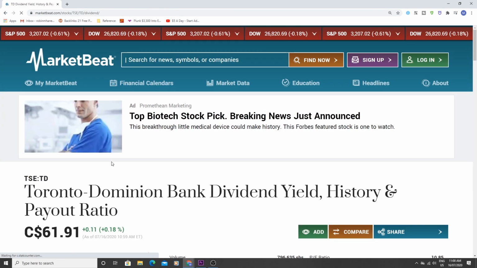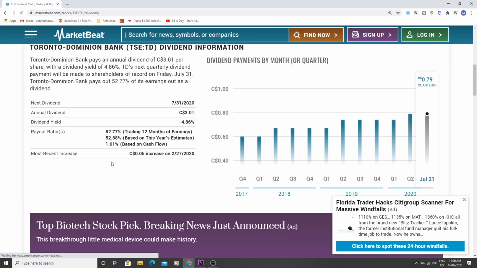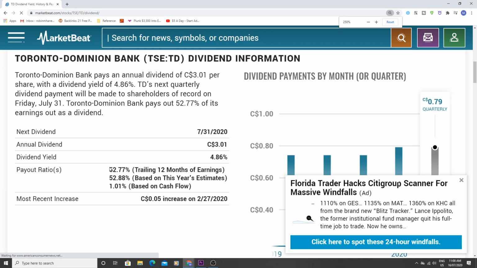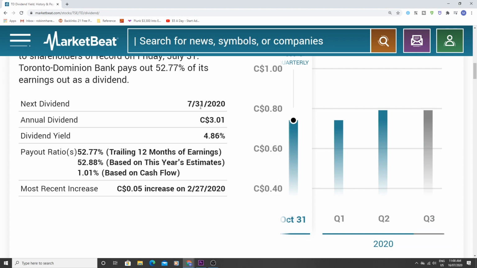So we can click on this, and this will give us a bunch of information about the stock that we want to look up. Now, what you want to do is look down at the bottom here, and I'll just zoom in so you guys can see, we have some basic dividend information here. We have the next dividend date, the annual dividend, the dividend yield, and then we have some payout ratios down here.